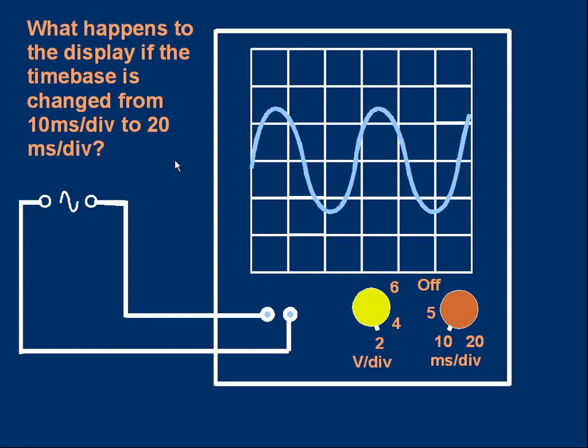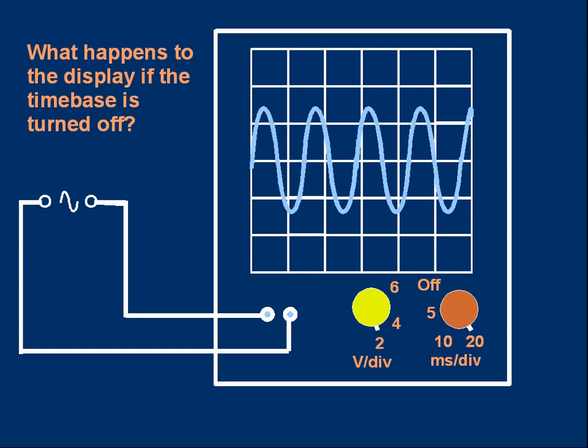What do you think would happen if the time base changed from 10 milliseconds per division to 20 milliseconds per division? Pause the video, have a think. The answer is this. The pattern would get compressed. If you think about it, it makes sense because each horizontal division represents a longer time.